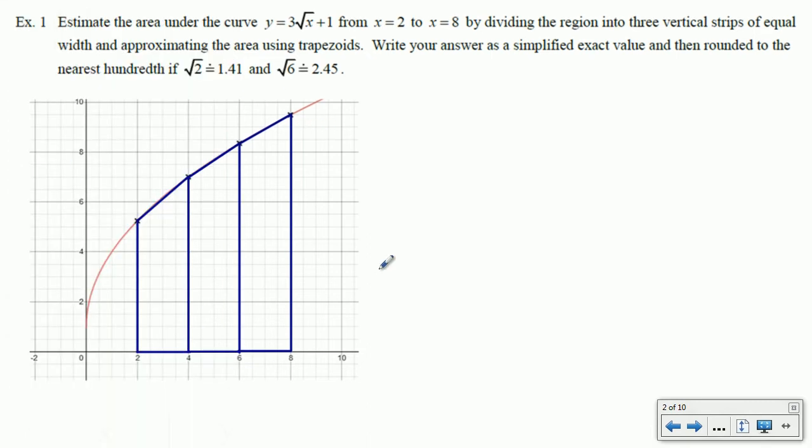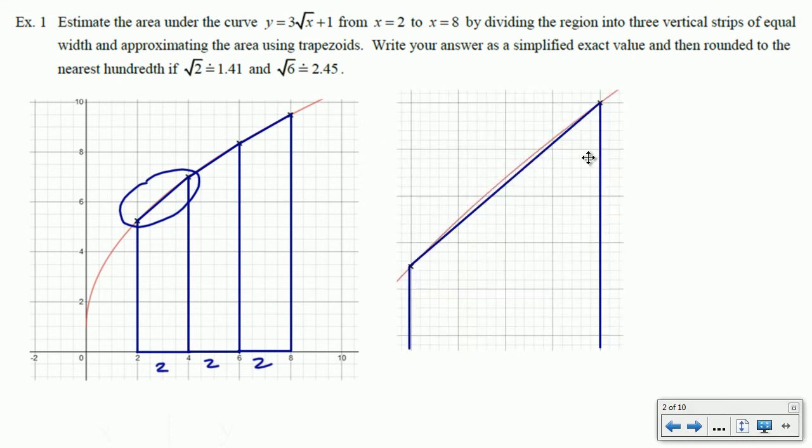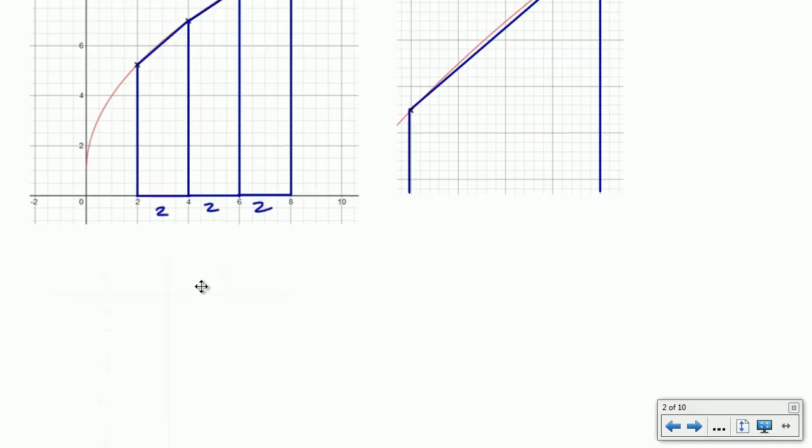So here's my graph. I've done 3 root x plus 1 and overlaid 3 trapezoids. The width of each of these trapezoids is 2, and we need to determine the heights in a moment. If you were to zoom in on one of these areas, you would start to see that this method is far from perfect, much like our calculators, but hopefully will come close to the actual result. So next we're going to determine the heights at each of these points for the trapezoids.